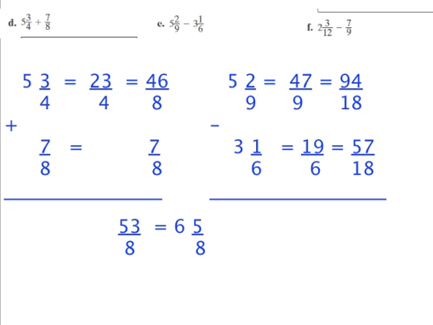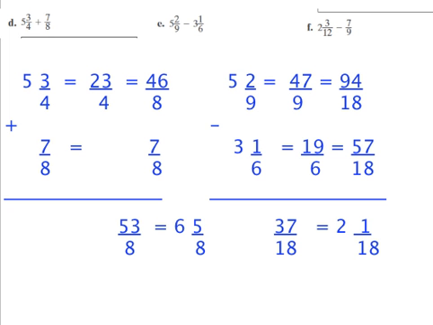If we change the improper fractions so they have common denominators, 47 over 9 becomes 94/18, and 19 over 6 becomes 57/18. Now we can subtract 94 minus 57, which is 37/18. 37/18 can be turned back into a mixed number of 2 1/18.